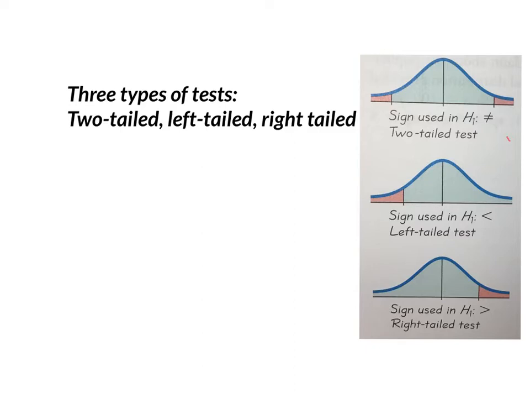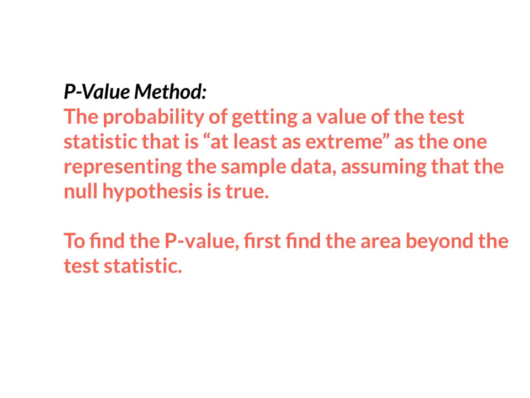If you have a not equal symbol with your alternative hypothesis, then you have a two-tailed test. If your alternative hypothesis has a less than, it's going to be a left tail. And if your alternative hypothesis has a greater than, it's going to be a right tail. So your inequality sign actually points to what tail it's going to be.